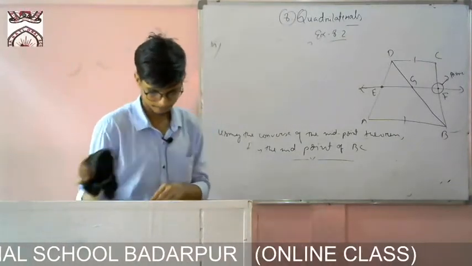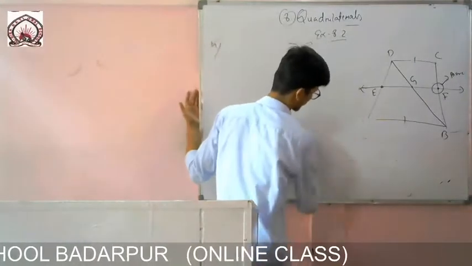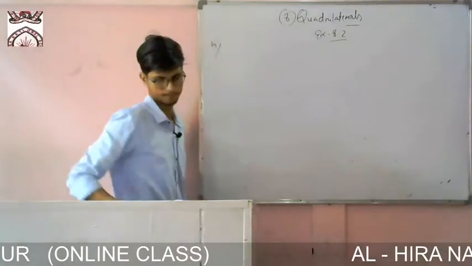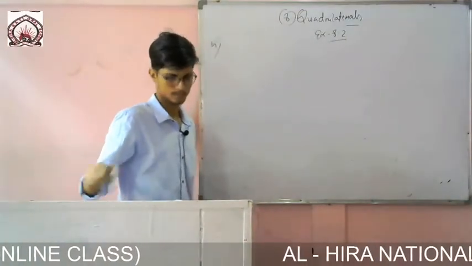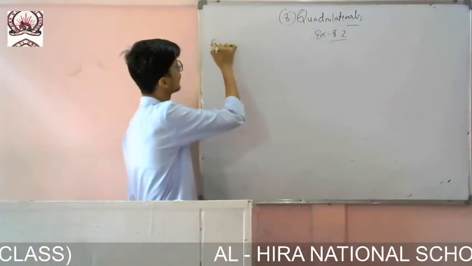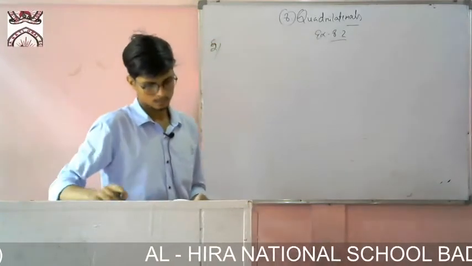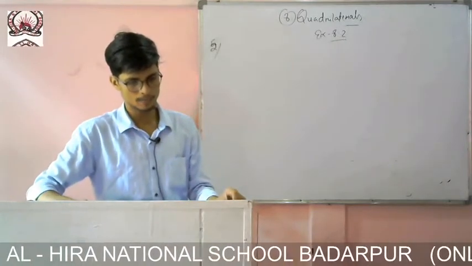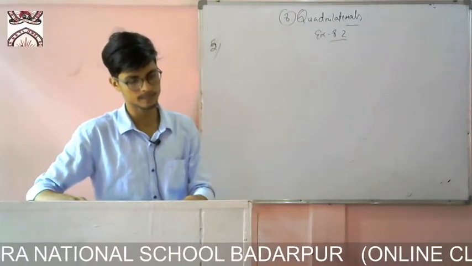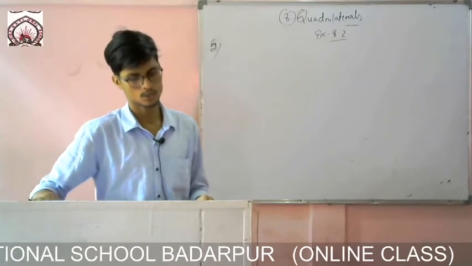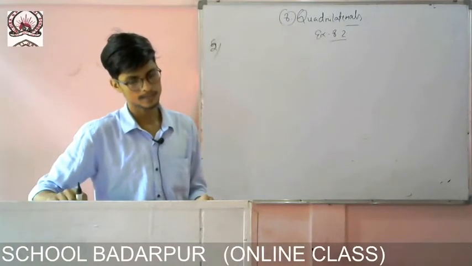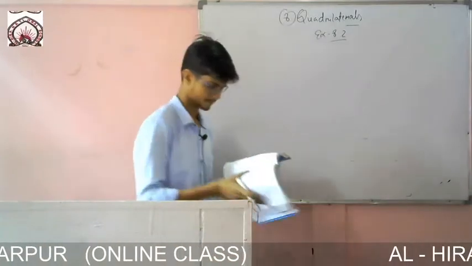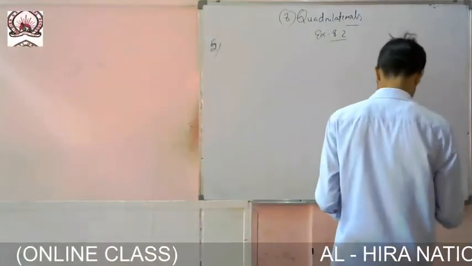Okay, so question number 5, it is given, in a parallelogram ABCD, E and F are the midpoints of the sides AB and CD respectively. Show that the line segments AF and EC trisect the diagonal BD. Okay, you have to show this one, the figure is there, you just try to draw this one.